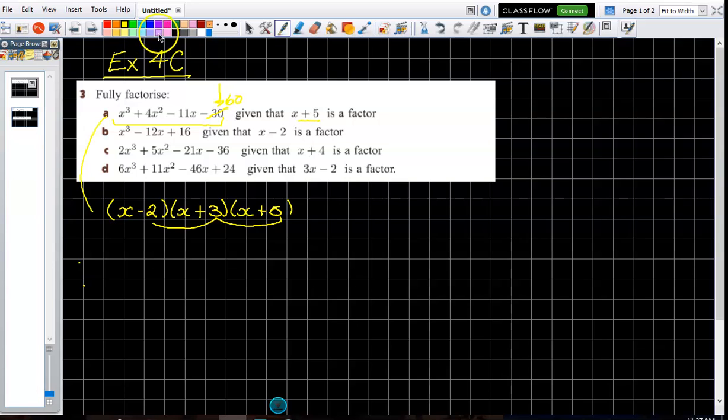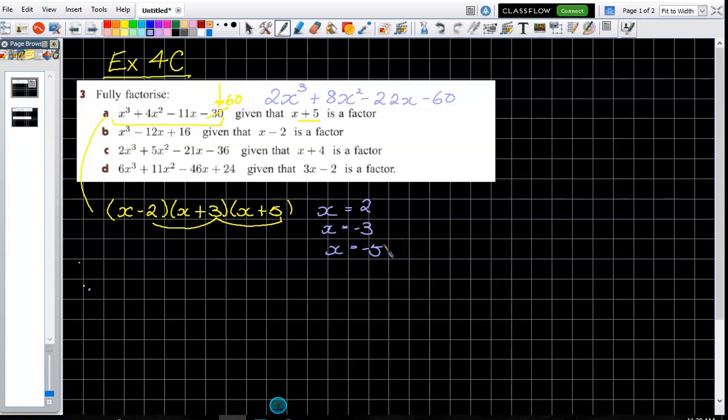So what am I trying to say? If I had 2, you can do this now actually. Get your calculators. Go 2x cubed plus 8x squared, take 22x, take 60. Put those values in. And hopefully, if I know my maths, what you will end up with is the same values. You will still get x equals 2, x equals minus 3, and x equals minus 5, right?